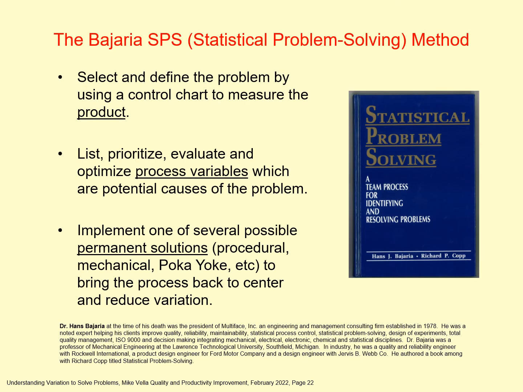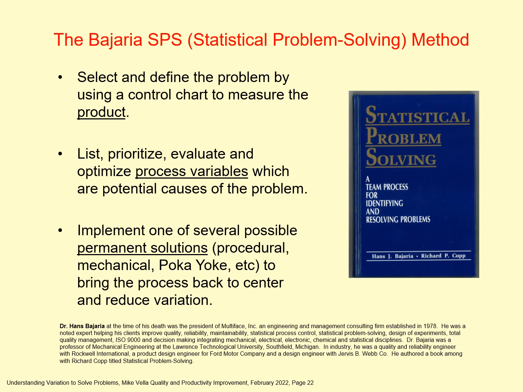Next is what we'll call the Bajaria SPS, or statistical problem solving method. Again, this comes from Dr. Bajaria's book, Statistical Problem Solving, a team process for identifying and resolving problems, by Dr. Bajaria and Richard Koop. Dr. Bajaria, a personal hero of mine, I met him in 1978. Dr. Bajaria speaks about selecting and defining the problem by using control charts to measure the product, a bit like the Juran method.